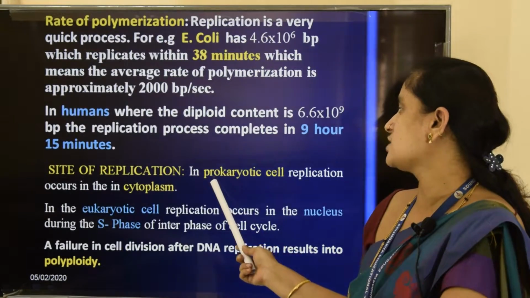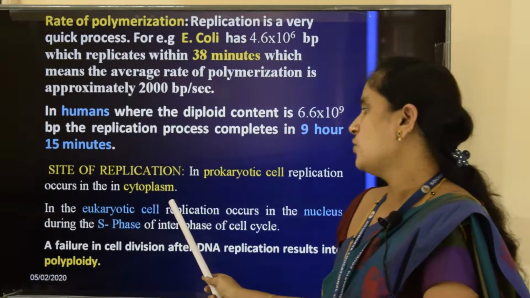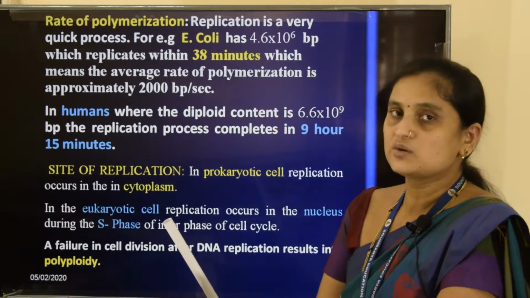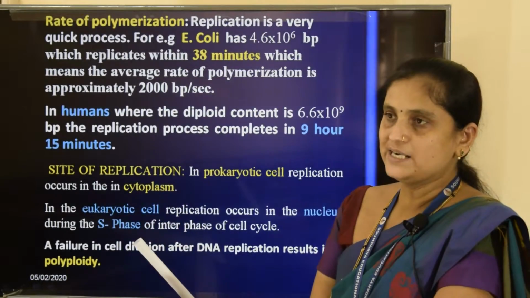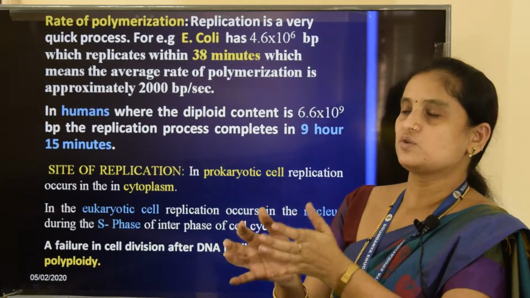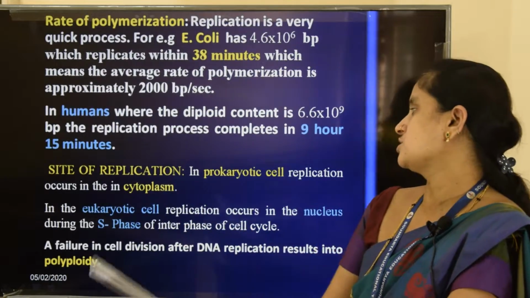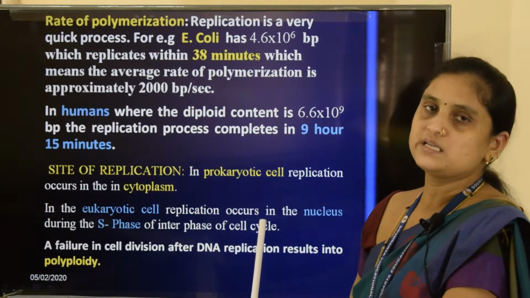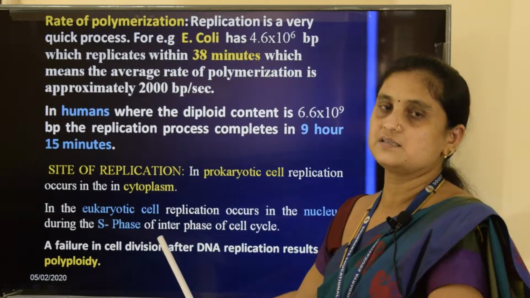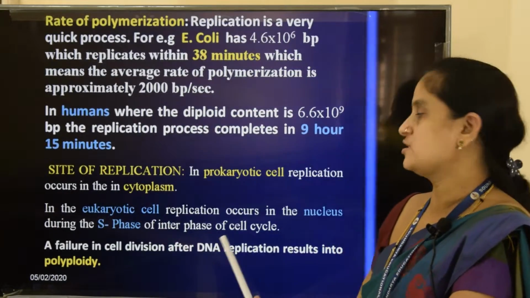The site of replication, in case of prokaryotes, will be the cytoplasm, also known as cytosol, whereas in case of eukaryotic cells the replication occurs in the nucleus, because there is a well defined nucleus, and inside the nucleus the DNA is held in the chromosomes. As chromosomes are situated in the nucleus, the replication occurs in the nucleus in case of eukaryotes. As for when it occurs, it occurs in the S phase of interphase of the cell cycle.